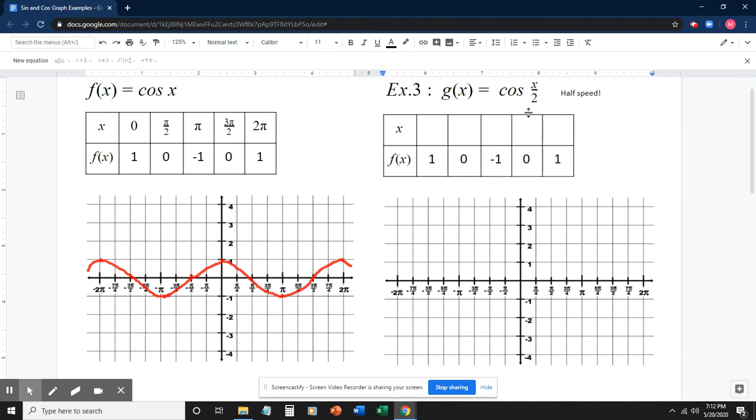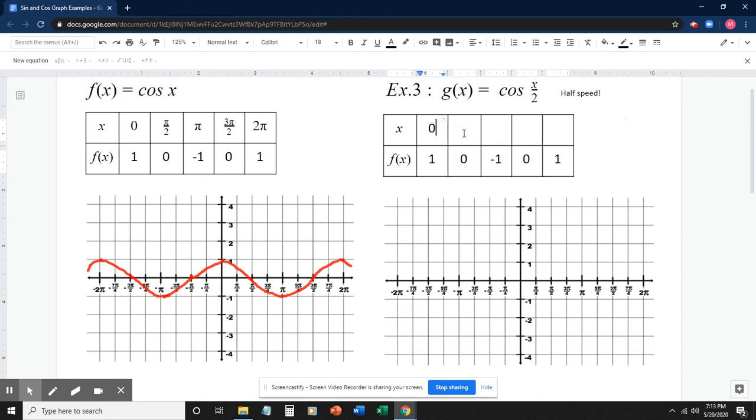So we just looked at how to speed one up. To slow one down, divide it by something. Right? And so with this one, the numbers are easier to do. If we're going to go half speed, it's going to take us twice as long to make a loop or to make a full cycle. So like here, we started at 0. Okay, we're still going to start at 0. We didn't shift left or right at all.